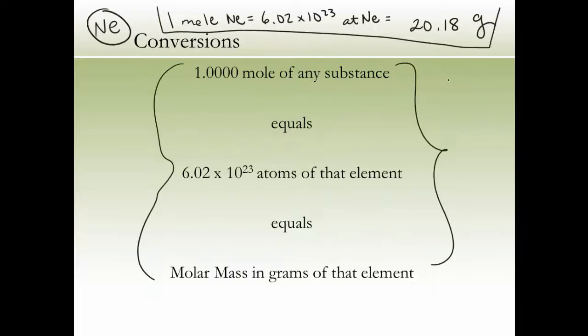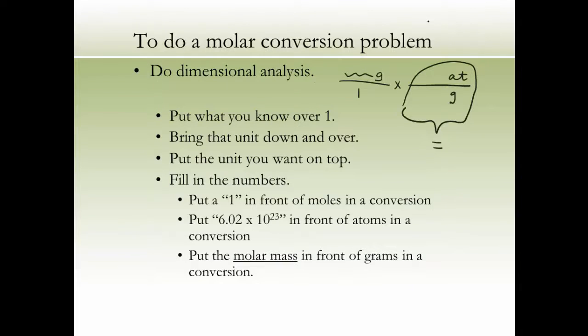So you use these equal things. If it's a mole, you put a 1 in front of it. If it's atoms, you put Avogadro's number in front of it. And if it's grams, you put the molar mass in front of it. Again, I can't stress this enough: the number here is what you were given, what you are trying to convert. It's the numbers over here in the ratio where you're going to plug in these things.